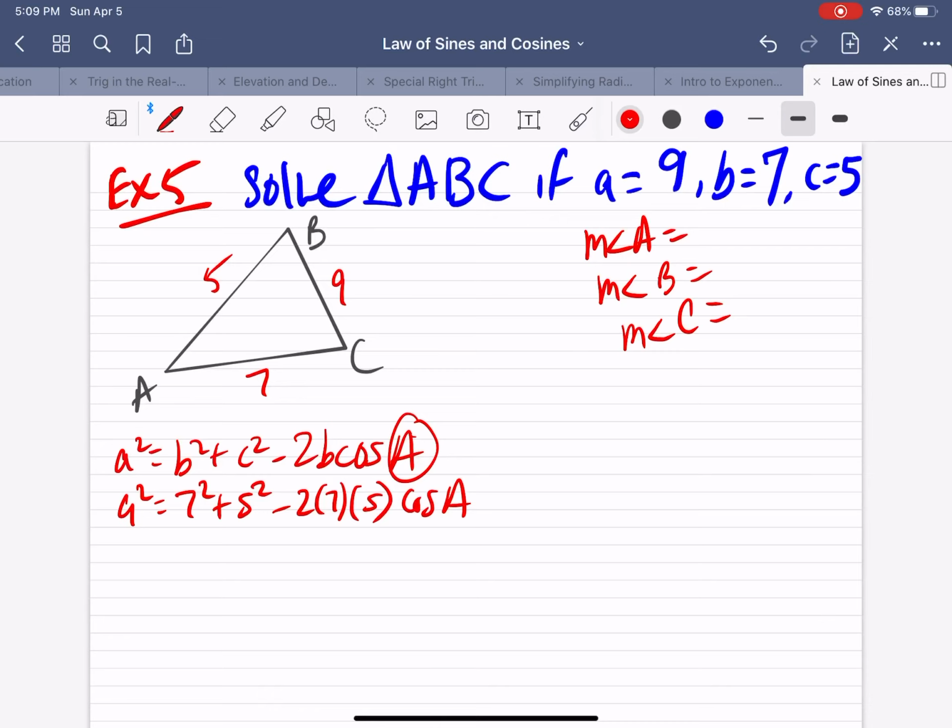9 squared is 81, 7 squared is 49, 5 squared is 25. So negative 2 times 7 times 5. So 14 times 5 is this, so it's going to be negative 68. That's not right. It's 70.